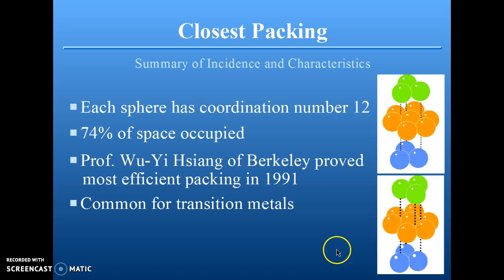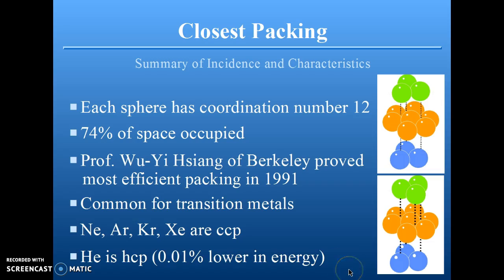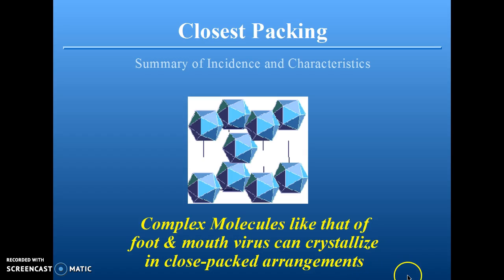This is common for the transition metals, so copper should be packed in this way. And the noble gases, neon, argon, krypton, and xenon, when they solidify, they are cubic close packed. Helium is hexagonal close packed because that's 0.01% lower in energy. And remember, you're working now below 4 Kelvin when you're solidifying helium. Complex molecules like that of foot and mouth virus can crystallize in close packed arrangements.